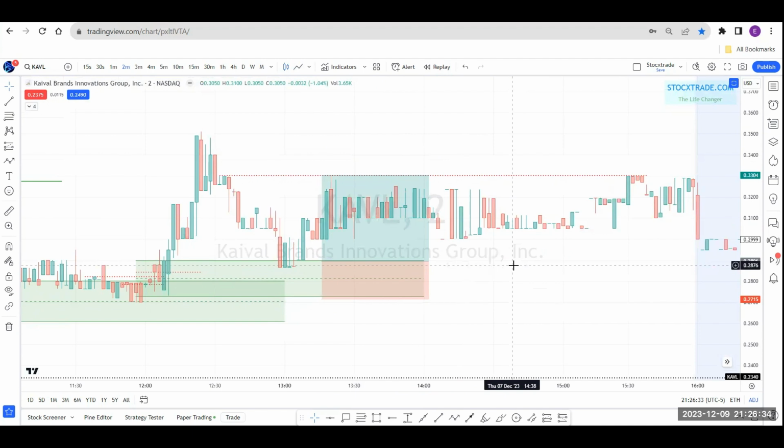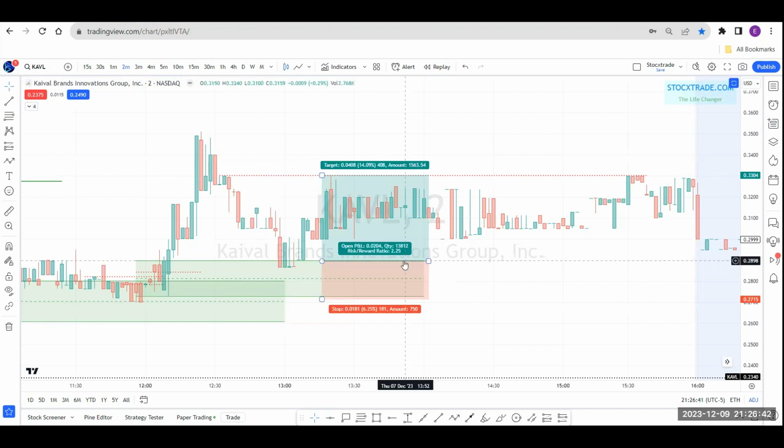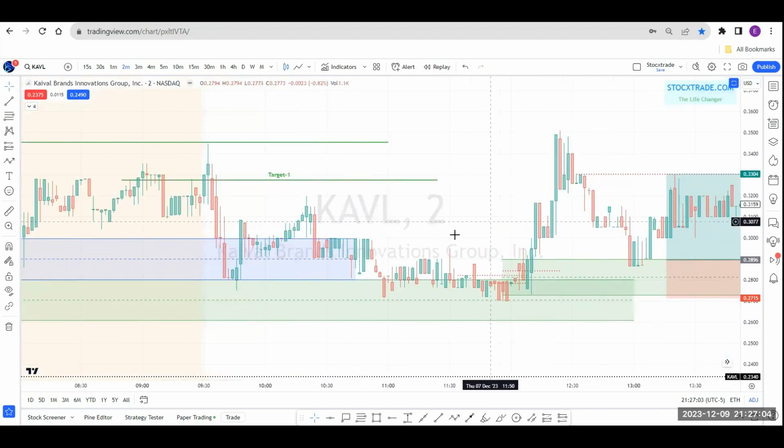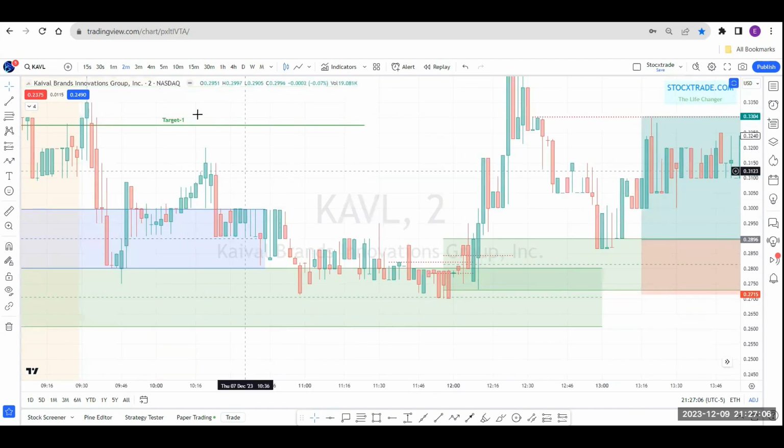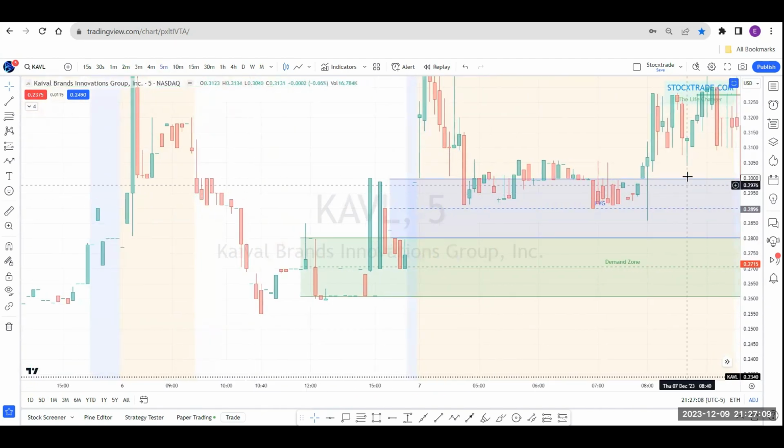If you are spending like $2,000 and your entry is 0.29, you will take 6,800 stocks. And if you are exiting at 0.33, your 2,000 will give you 10%, $275, with the same strategy. Here you see the price was consolidating in this area.